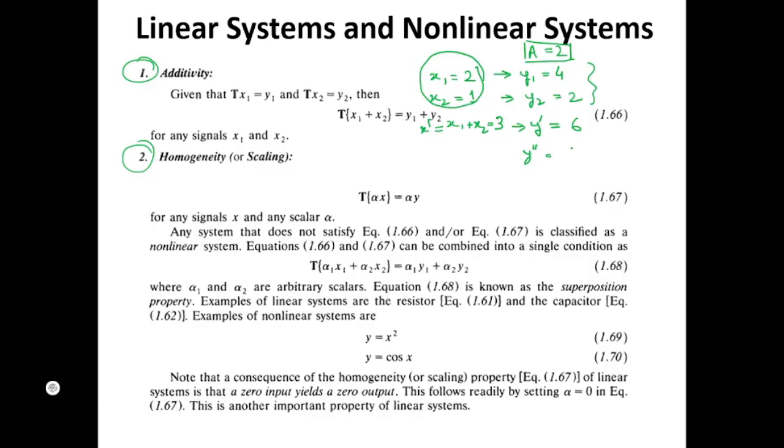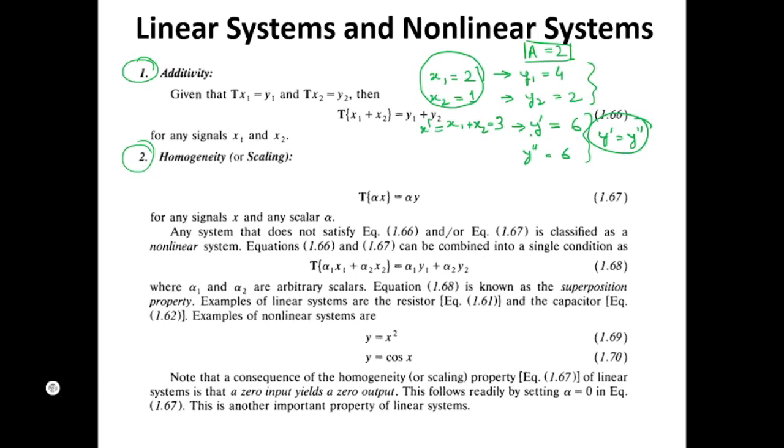So it is again 6. Okay. So this y dash is equal to y double dash. When you get this kind of scenario, then the system is following the rule of additivity. Rule of additivity. Linearity is still far away. Okay.